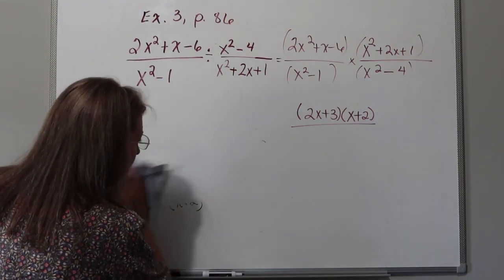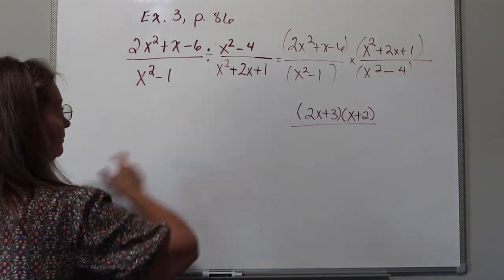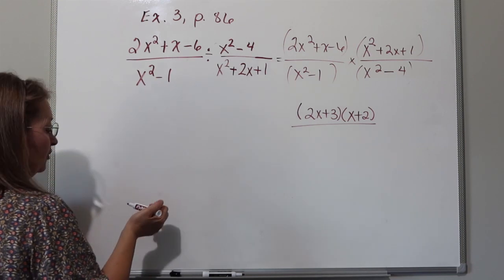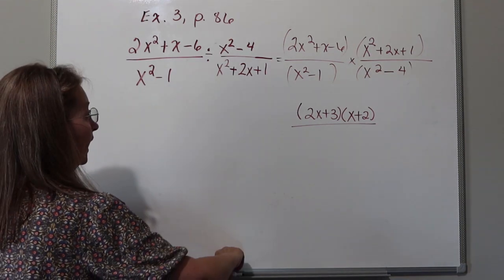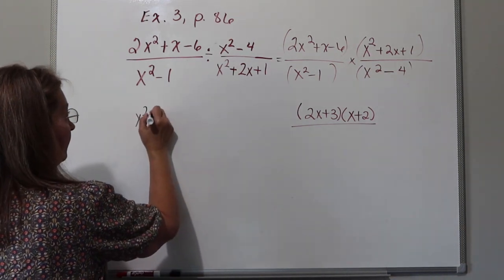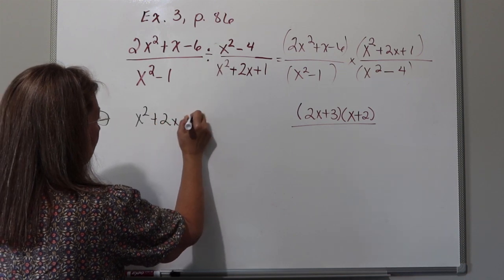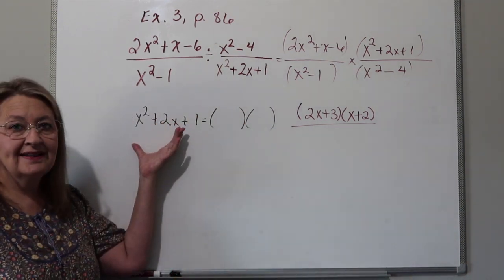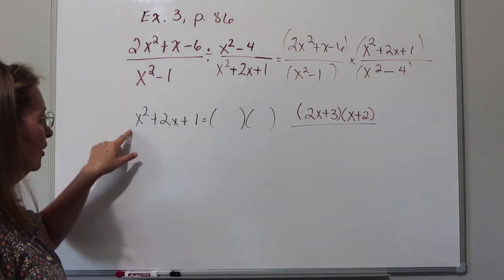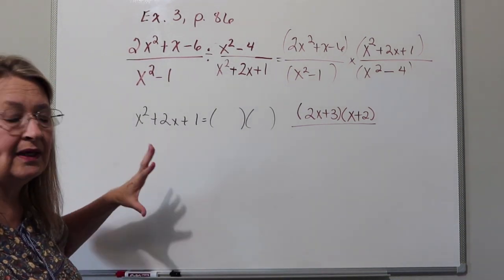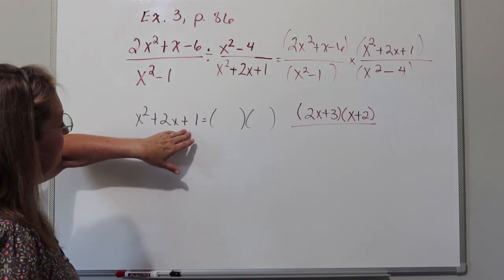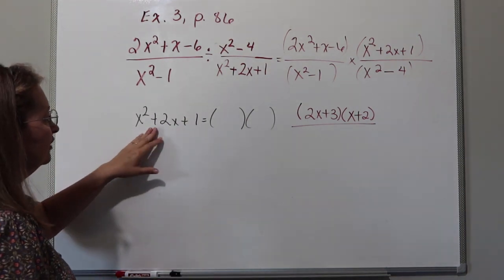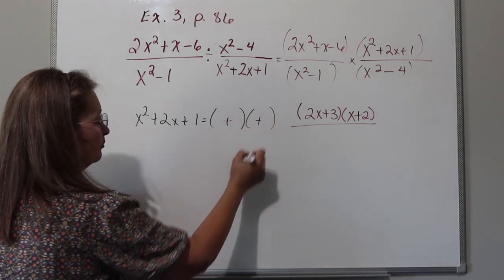All right, now let's look at this trinomial over here. Let's factor it. I'm going to take x squared plus 2x plus 1, and I'm going to factor it. Now this is not an AC method. How do I know that? Because there's no coefficient in front of this, so it's going to be easy. Since this is a plus sign, my signs are going to be the same, and they're going to be whatever this is. So it's plus and plus.